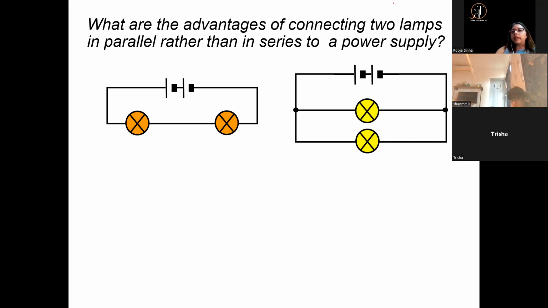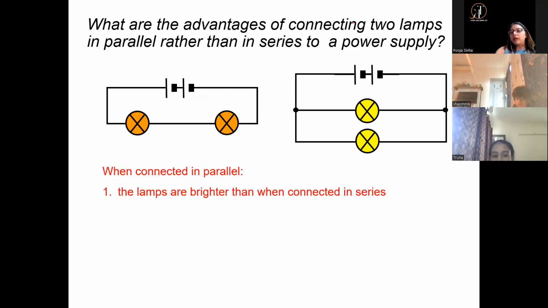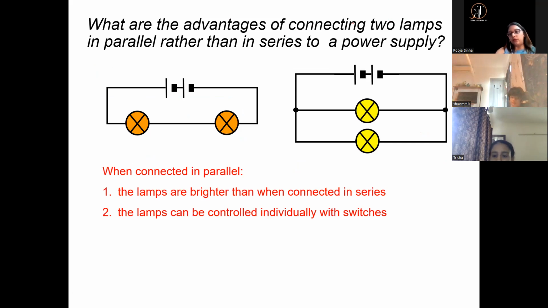What are the advantages of connecting two lamps in parallel rather than series to a power supply? We have discussed this already. When connected in parallel, the lamps are brighter as compared to series. Second, lamps can be controlled individually with switches. It will not happen that you put one switch and both get controlled. If you put a separate switch for each, you can control one with one switch. So you can have that kind of control.